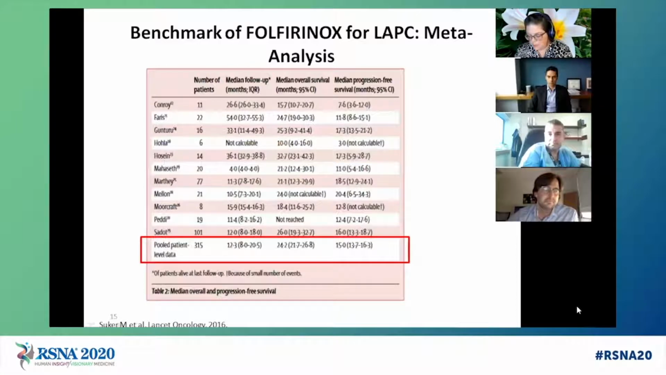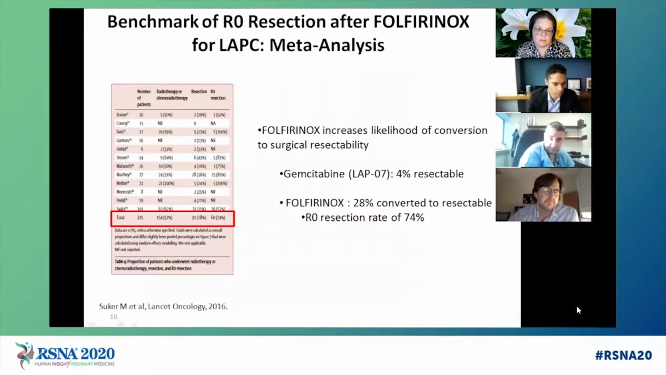So, this is just a recent meta-analysis I'm flashing up here of FOLFIRINOX in locally advanced disease that was published in Lancet Oncology. And you can see the median survivals are 24 months. For a long time, it was not budging from the 10-month and then the mid-teens. And so this is really a dramatic improvement.